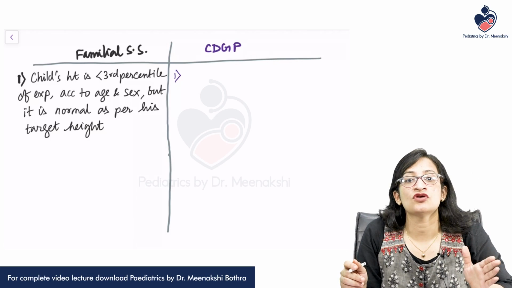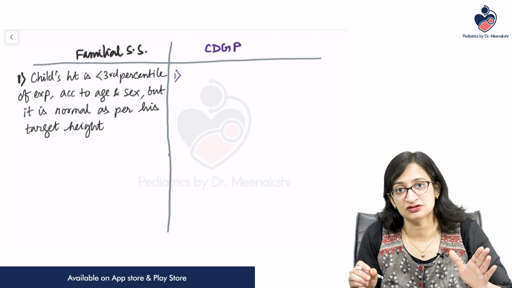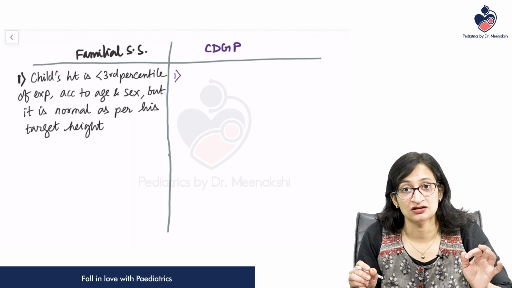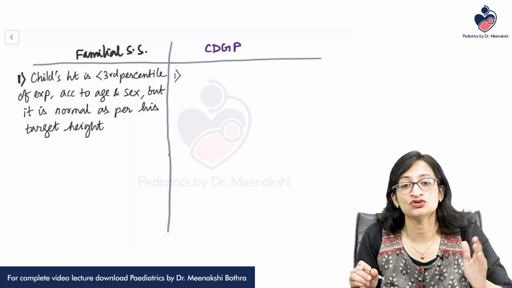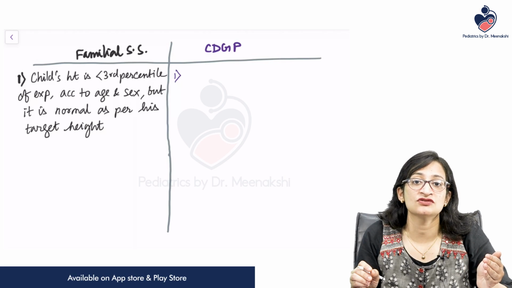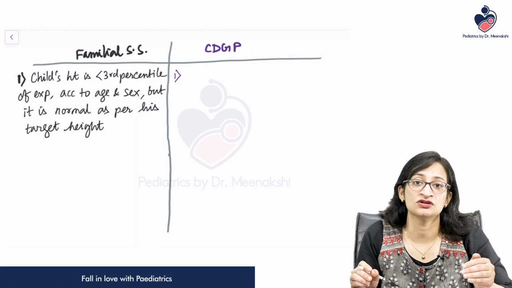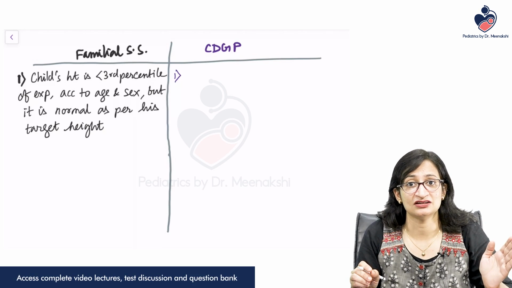So, the full form of CDGP is constitutional delay in growth and puberty. The key word here is delay. There is a delay in the growth of the child. At 6 years, if you look at the height of a child, it can be that of a 4-year-old. At 8 years, it will be that of a 2-year-old. Okay. So, there is a delay in the height, right?